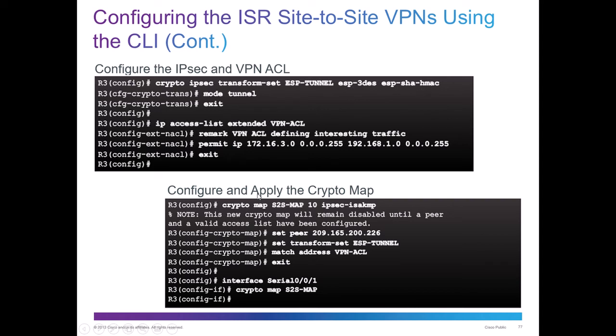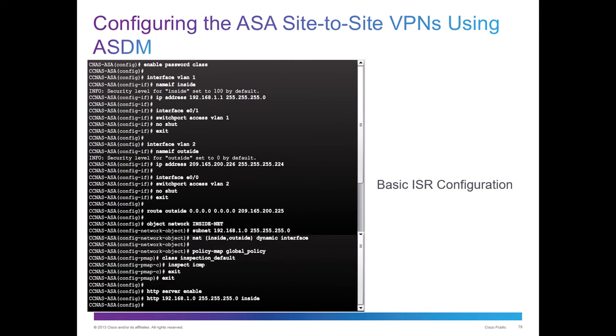All right, so configure and apply the crypto map. We take that crypto map that we created, and the new crypto map will remain disabled until there's a peer connection. So that's fine. Once we configure the ASA, then we'll have a VPN connection. All right, so write all of that down, and we're all set on router 3, which is the remote router.